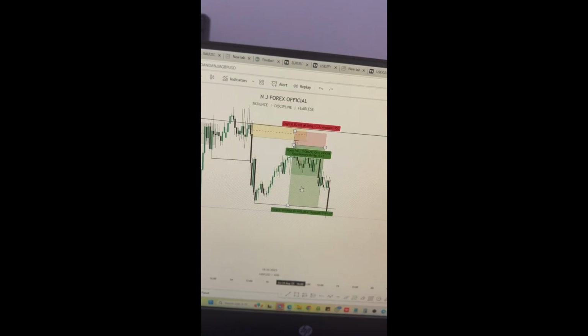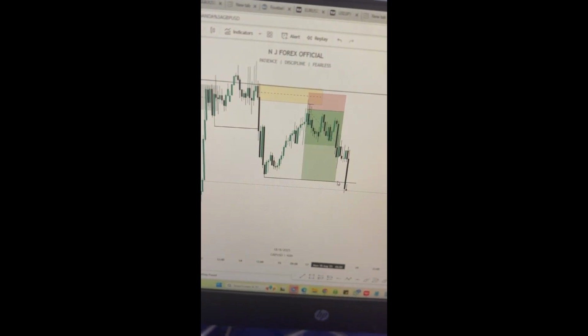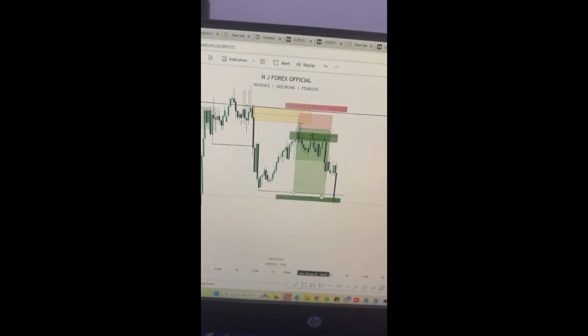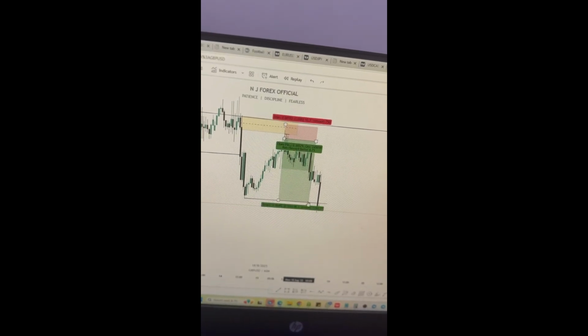That was a 1:4.73 risk to reward ratio. Guys, this was a massive trade. As I was recording this video, that was when my TP got smashed, guys.